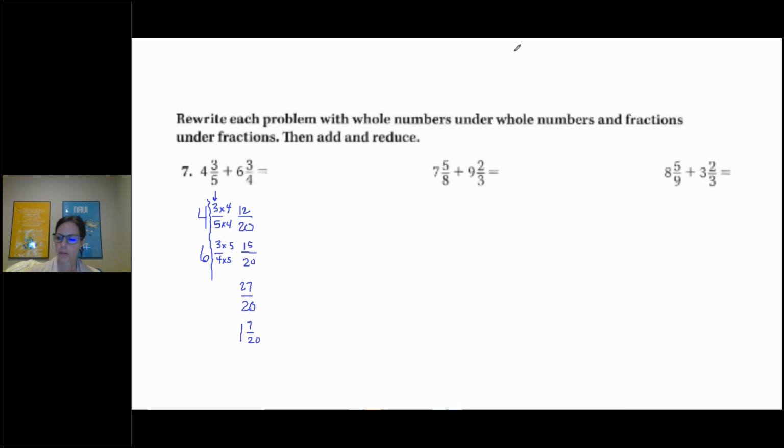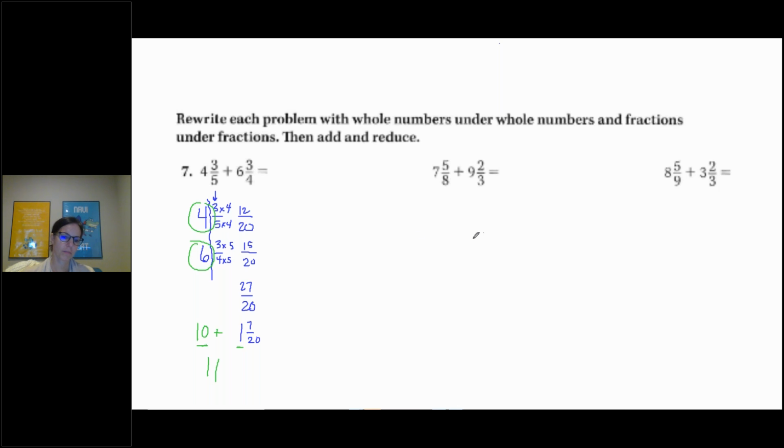Perfect. Now let me change my pen color. Now we're going to add the whole numbers together. It's 4 plus 6. What does that give you? 10. Right, you have 10. Now you can add the 10 and the 1 together. 11 and 7 over 20. You have 11 as your whole number and then 7 over 20 as your little fraction.